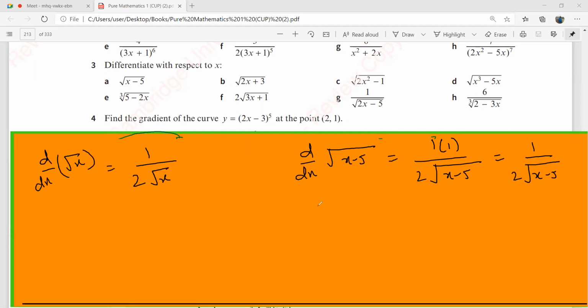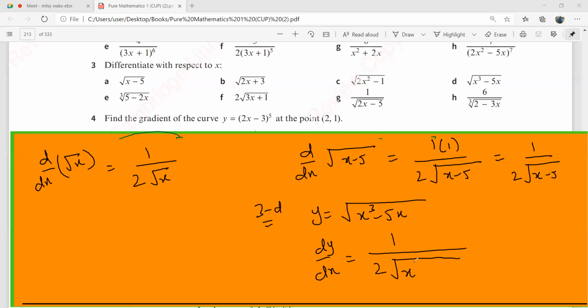Okay, for instance, you look at this d part. For instance, question number 3 part d, you have, let me write it as y equal to the square root of x cube minus 5x. So your dy by dx is simply, you need to write it as 1 over 2 into x cube minus 5x, and here you write its derivative, that is 3x squared minus 5. And finally, this is 3x squared minus 5 over 2 into under root x cube minus 5x.